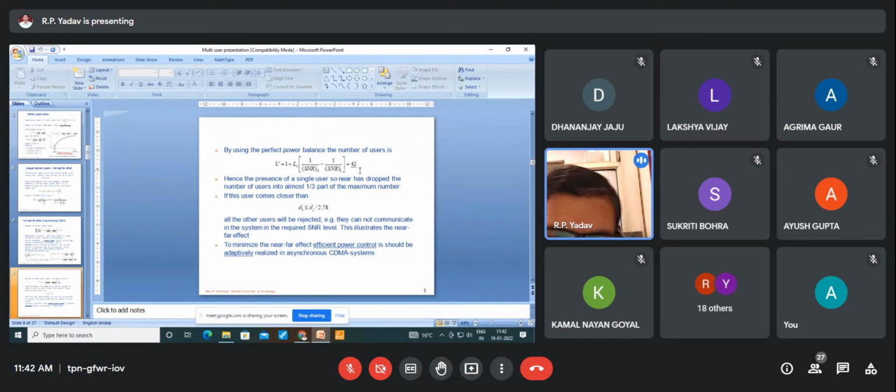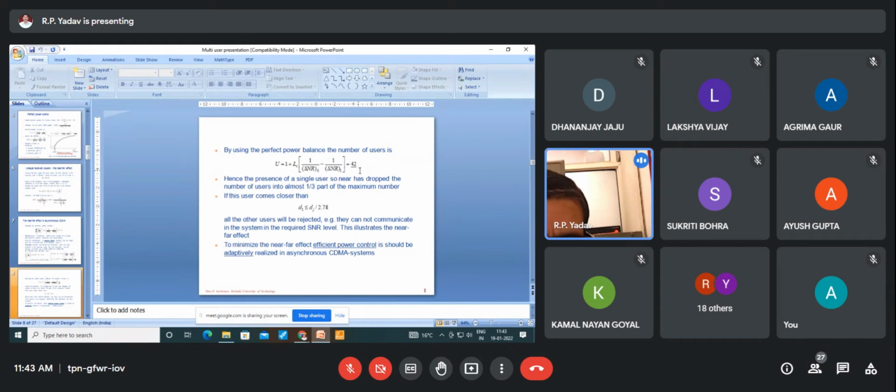Hence the presence of a single user so near has dropped the number of users to almost one third of the maximum number. If a user comes close, all the other users will be rejected. They cannot communicate in the system at the required SNR level. Understand?